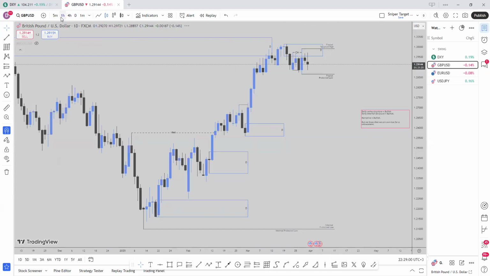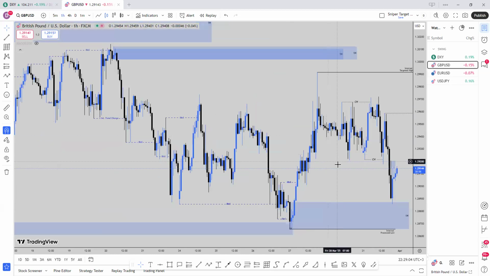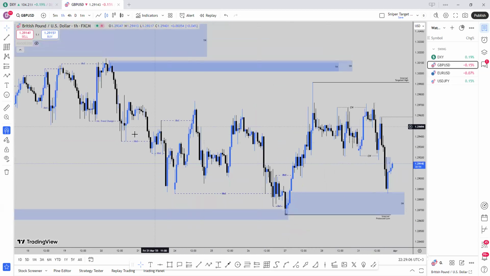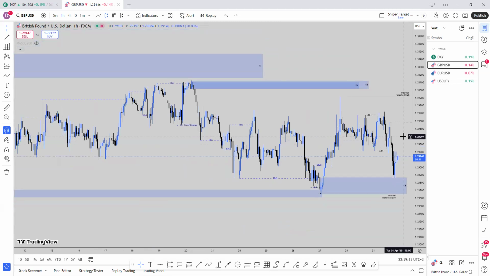So if you go to the 1 hour, as you can see again, we broke internal structure to the downside. And by the way, on the 1 hour, we are following the internal structure, not the swing structure. So we did start off quite nicely, breaking structures to the downside. But as you can see, we broke structure to the upside, and then we broke it to the downside, and then broke it to the upside.